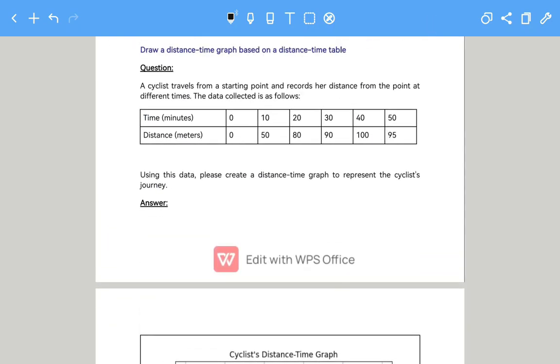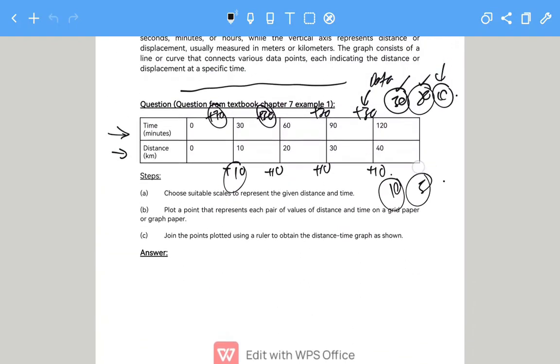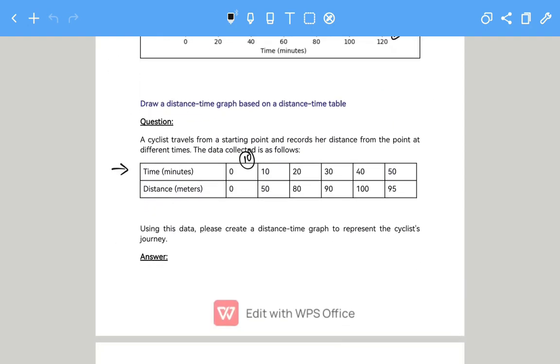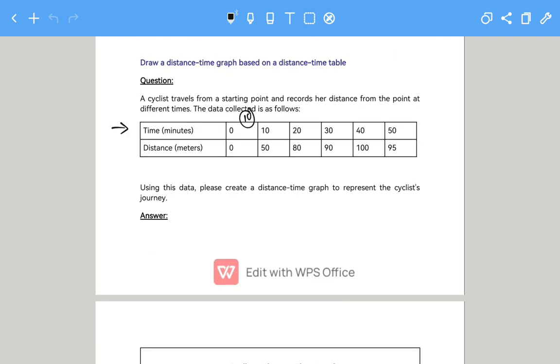So next, this is also an example, distance with time. In this one, we can straight away use 10 as a scale. The reason we could use 5 as a scale in the last question is because it only has 1, 2, 3, 4, 5 data points. So we need to determine ourselves how many data points the teacher has given, and whether it is possible to use 5 as a scale.